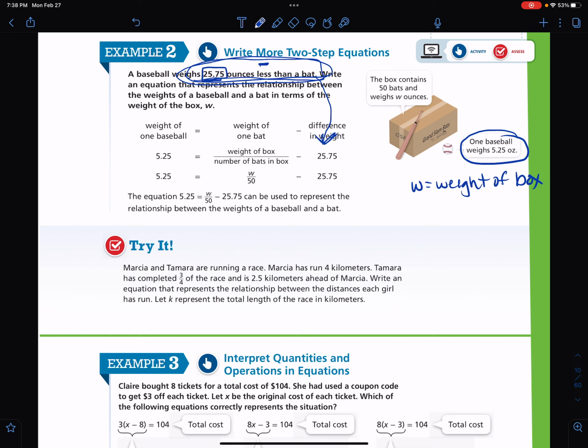So the equation 5.25 equals weight over 50 minus 25.75 can be used to represent the relationship between the weights of a baseball and a bat. So this is the weight of a ball equals the weight of a bat minus 25.75, because if I told you the bat was 50, then we'd be able to figure it out. That's where it comes from. Okay.